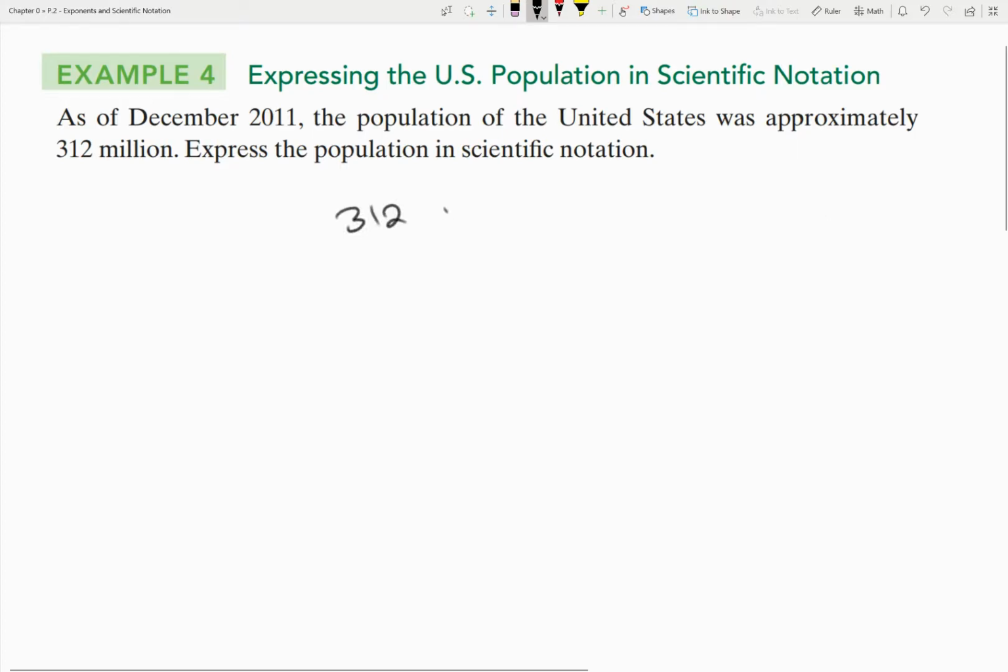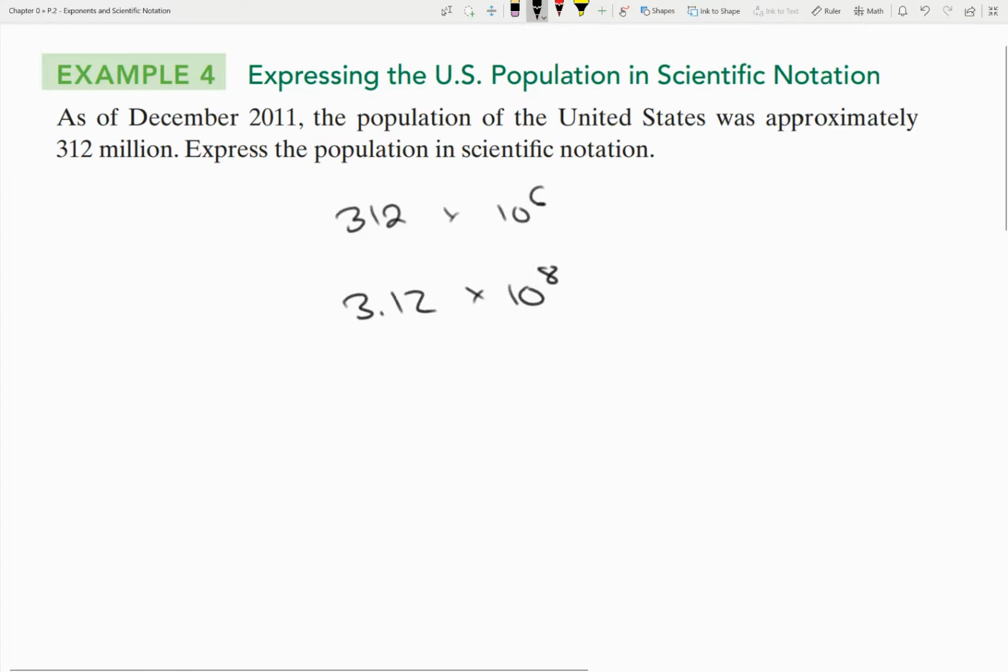312 million, so that's times 10 to the 6th power, because that's what a million is. But that is not the right way to write scientific notation. I need to change this to a number between 1 and 10. Okay, that means that I need to move this decimal 2 more that way, which means I need to add 2 to the exponent.